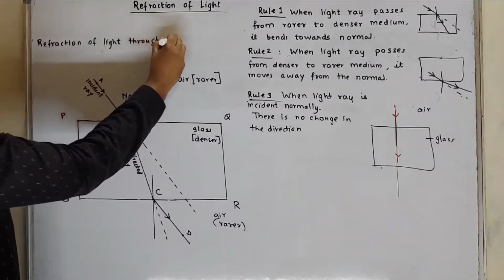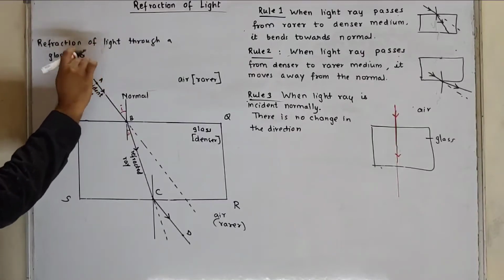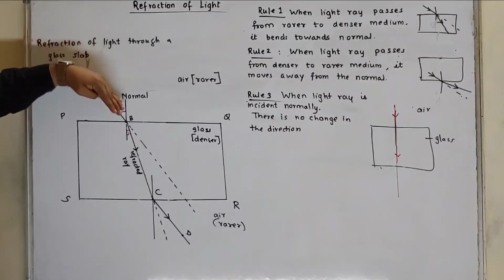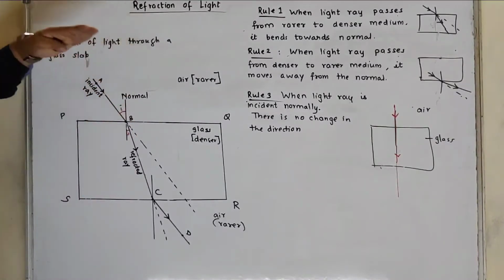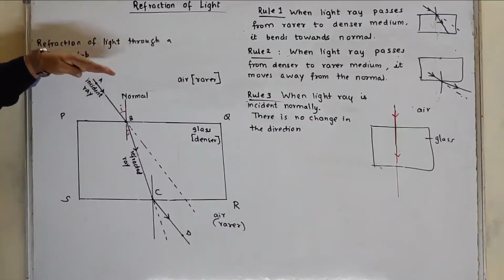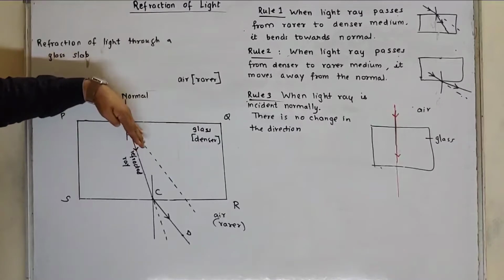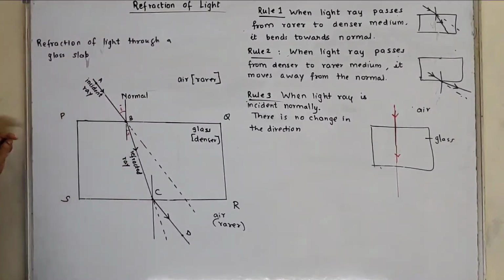Through a glass slab, what we can see, incident ray AB, when it enters the glass, what will happen? Initially it was in air, that means it was in rarer medium. When it enters a denser medium, instead of going straight, it moves towards normal. So this is the refracted ray.